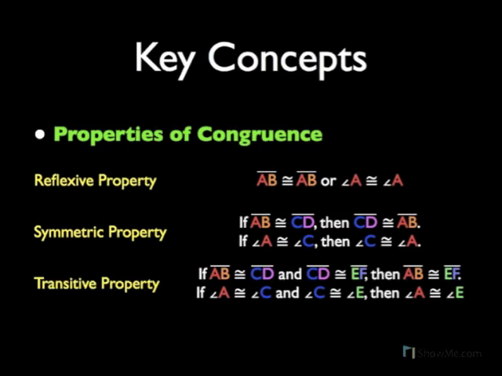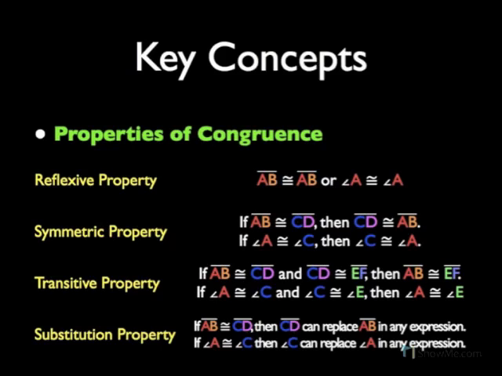The third property of congruence is the transitive property of congruence. It says that if segment AB is congruent to segment CD, and segment CD is congruent to segment EF, then segment AB is congruent to segment EF. It also works with angles. If angle A is congruent to angle C, and angle C is congruent to angle E, then angle A is congruent to angle E. This really is an application of the law of syllogism.